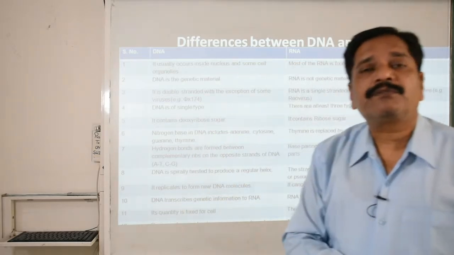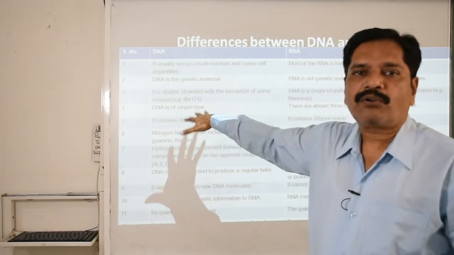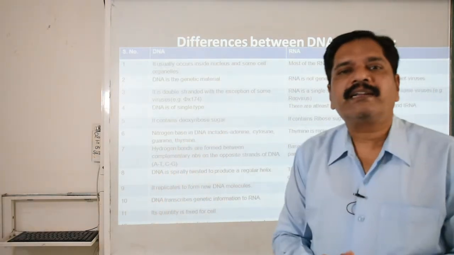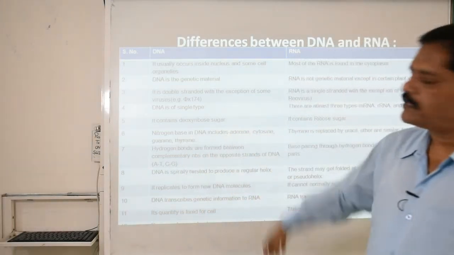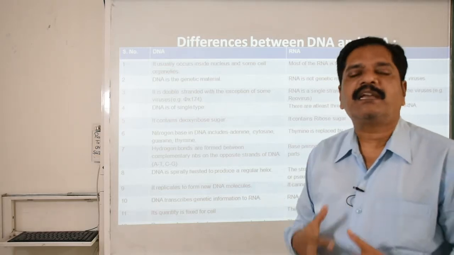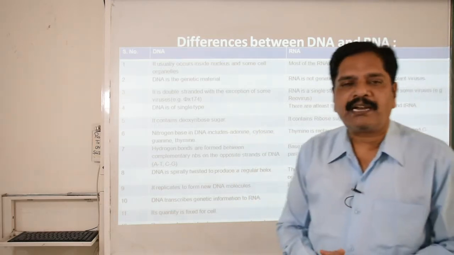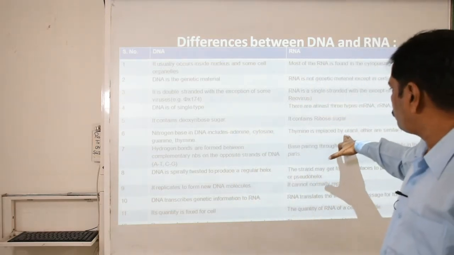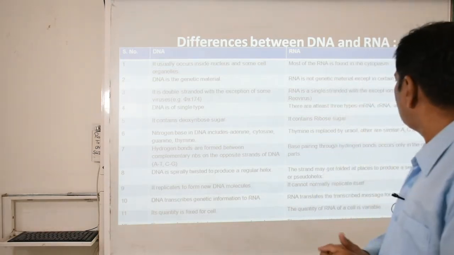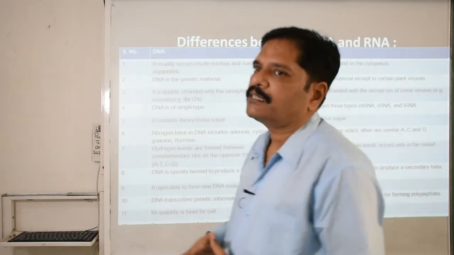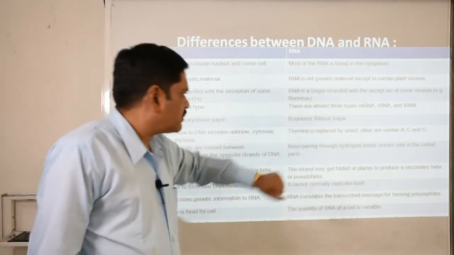The most important difference is the pentose sugar. DNA consists of deoxyribose sugar while RNA consists of ribose sugar only. The nitrogenous bases in DNA are A, G, C, T: adenine, guanine, cytosine and thymine. While in RNA, T is replaced by U, that is uracil. Uracil is actually replacing thymine in the RNA molecule.